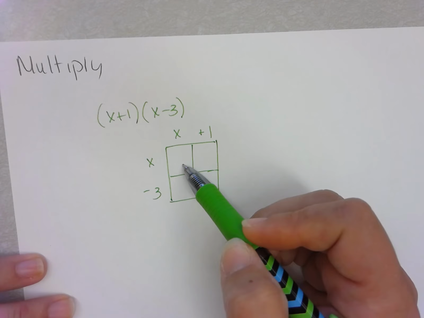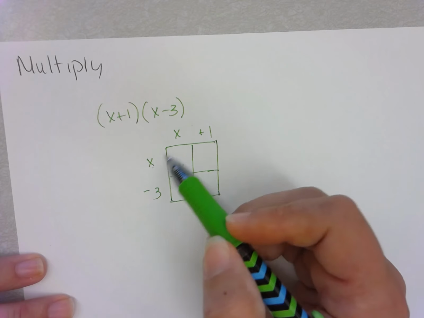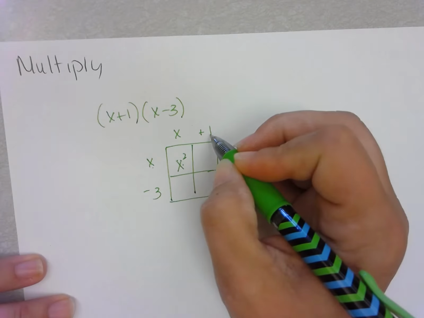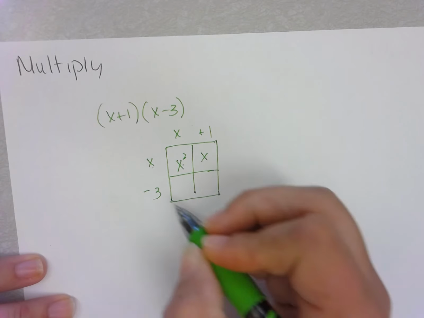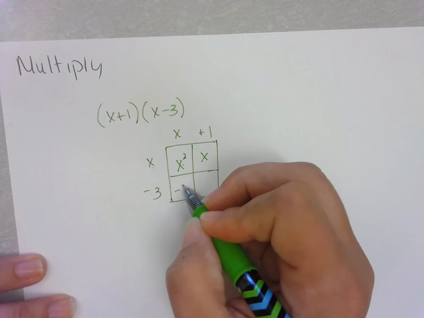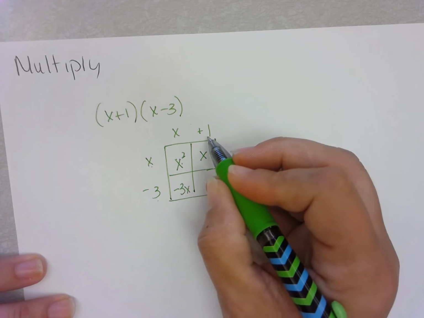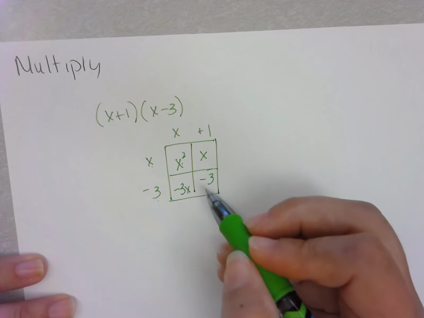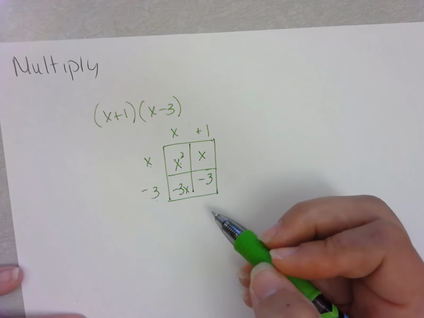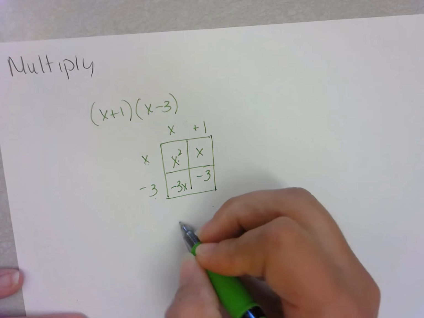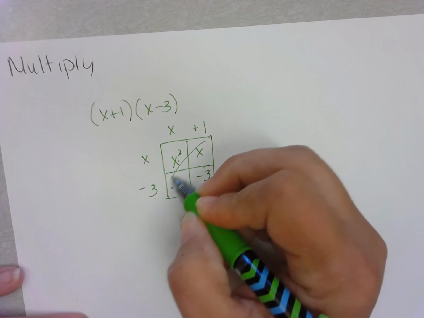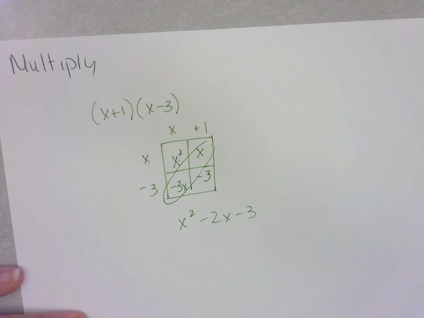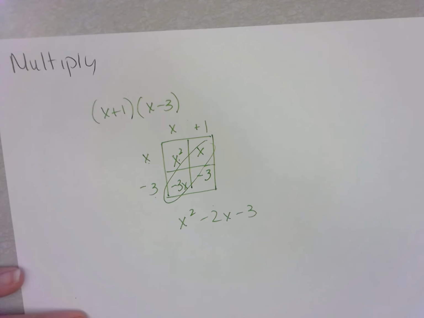What goes in each one of these boxes is the side times the top in each case. So x times x gives me x squared, x times 1 gives me 1x, negative 3 times x gives me negative 3x, and negative 3 times positive 1 gives me negative 3. Okay, so then I could write this. I like to multiply using this method because when I combine my like terms, they're on the diagonal. So I could write this as x squared minus 2x minus 3. So that's if I multiply my binomials together.